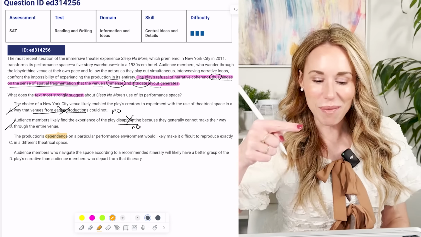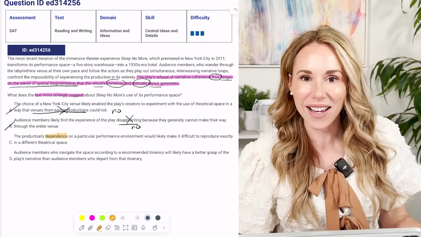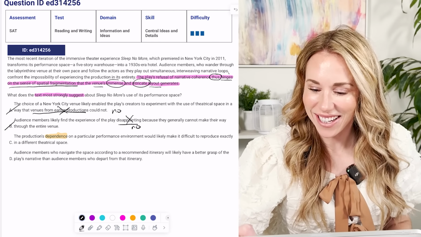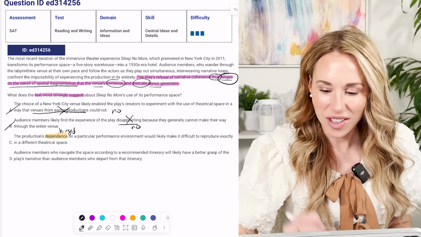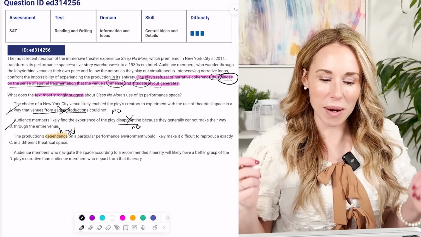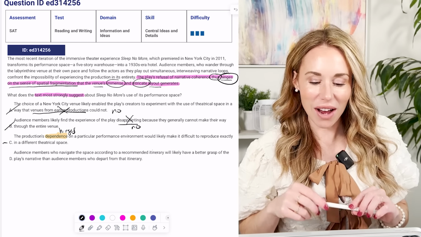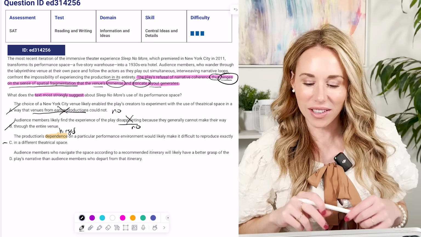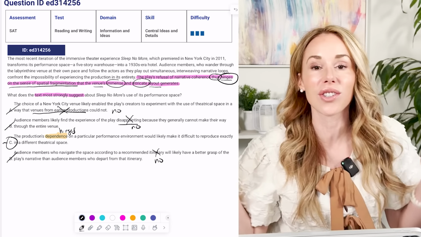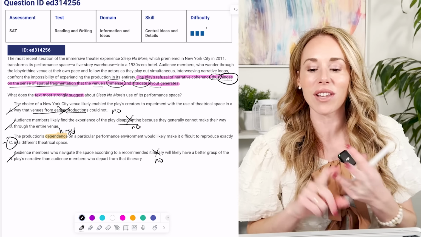So if you go back up into the last sentence, can you figure out what the synonym is for dependence? It's hinges. Exactly. So that is a direct match. And let's hold that and just check D. Audience members who navigate the space according to a recommended itinerary. Okay, they're not talking about an itinerary, so we know that that's out. The answer is C. So I found a synonym. I found the important part of the text. I was able to solve that.